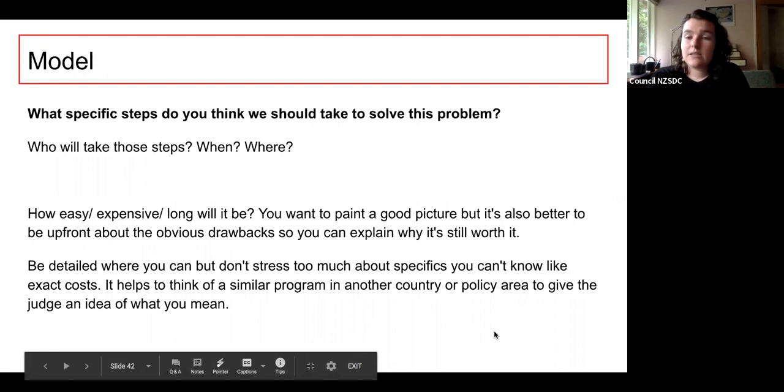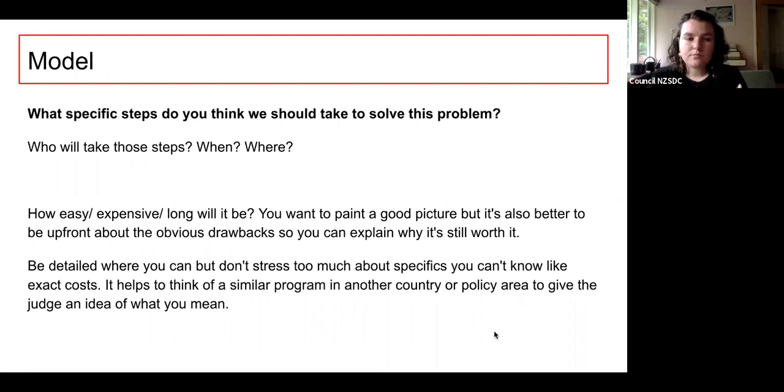Okay. The second thing is model, so problem, model. Model is a bit of debating jargon, which basically means what are you going to do about it? So what steps do you think we should take to solve the problem? So the kinds of questions you need to be asking are, who will take those steps?